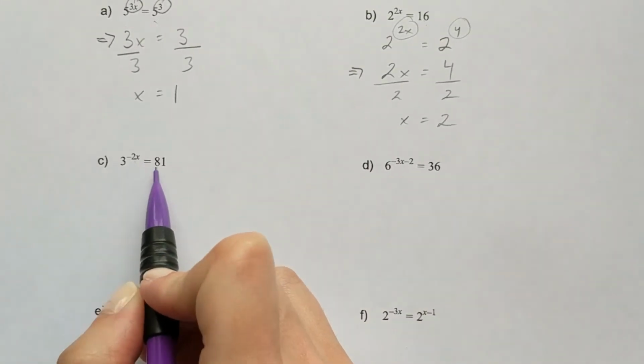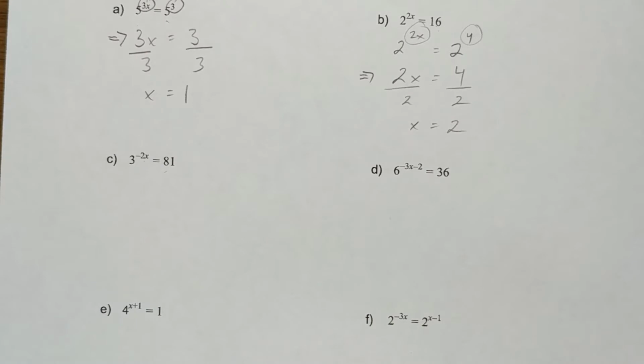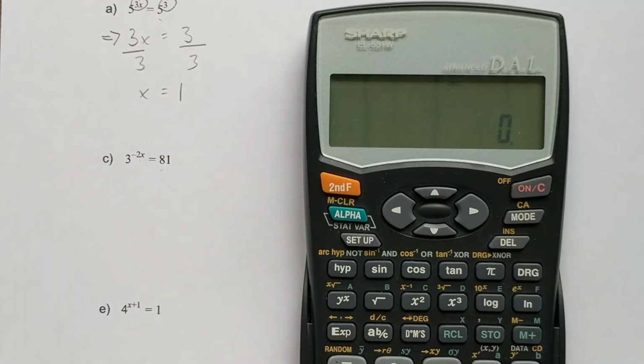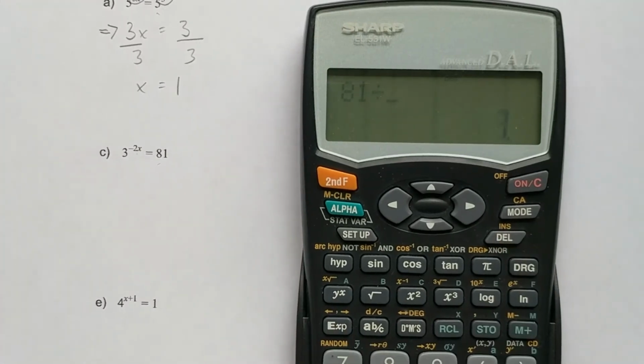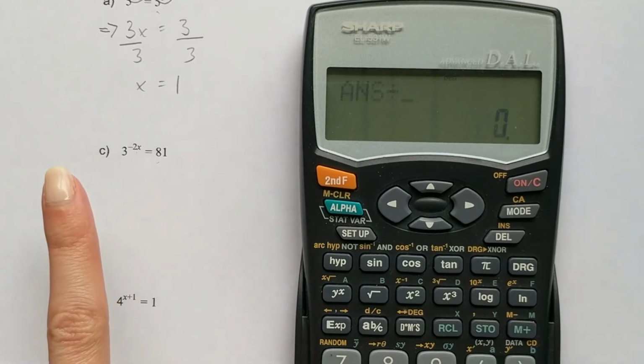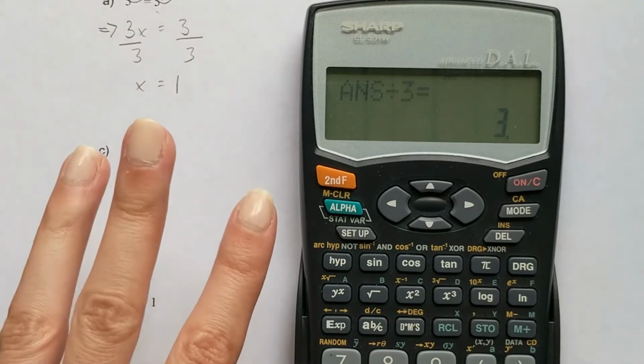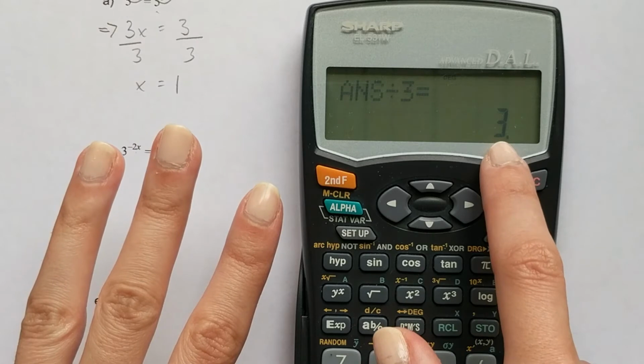3 to the power of negative 2x is equal to 81. Well, I personally don't know how many times 3 goes into 81, but we can figure it out. If you don't have your reference table, if your reference table doesn't go up this high, or if you just don't know, here's how to find it using a calculator. I'm going to go 81 divided by 3. That's once. Divided by 3 again, that's twice. Divided by 3 again, 3 times, and we need to do it one more time to get it down to 1.